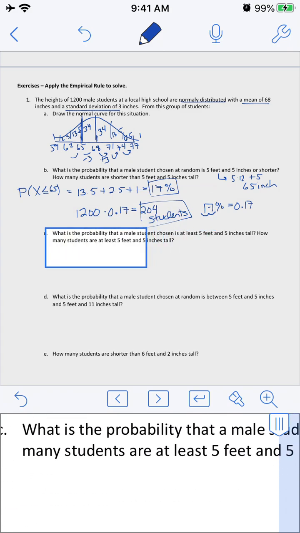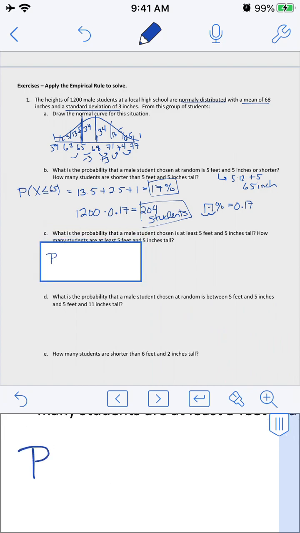What is the probability that a male student chosen is at least 5 feet 5 inches tall? How many students are at least 5 feet 5 inches? Almost the same question, but now it's not or shorter, it's or above. So what is the probability? We already converted 5 feet 5 inches into just inches, so 65, greater than or equal to 65. The other half.